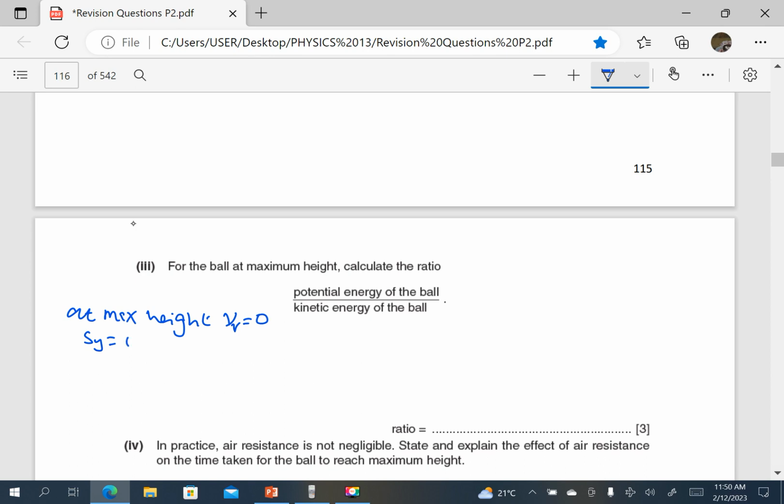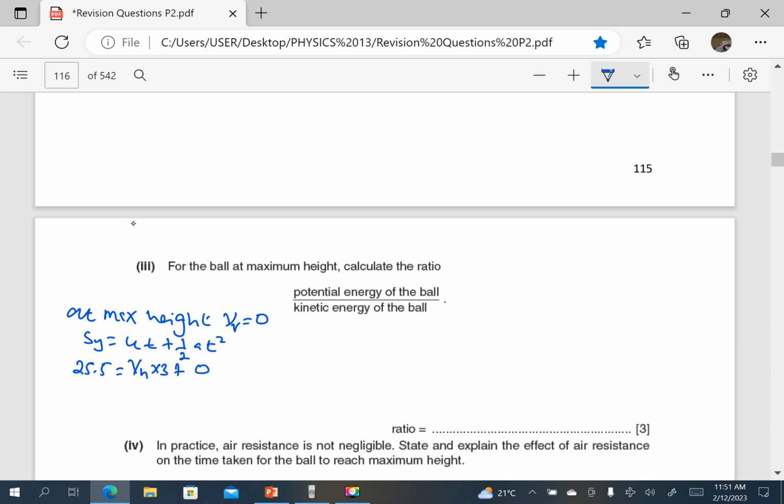Using s is equal to ut plus a half at squared, we only remain with the horizontal velocity. So at maximum height, remember they have told us that the horizontal displacement is 25.5. So 25.5 is equal to initial velocity in the horizontal, which is the horizontal component vh, times the time, which is going to be 3.